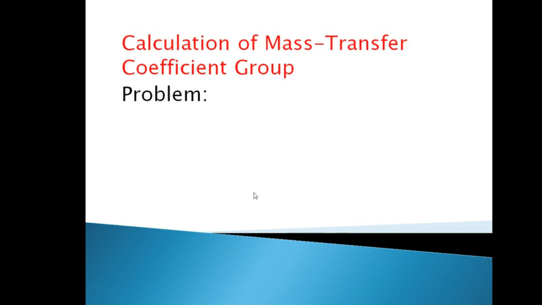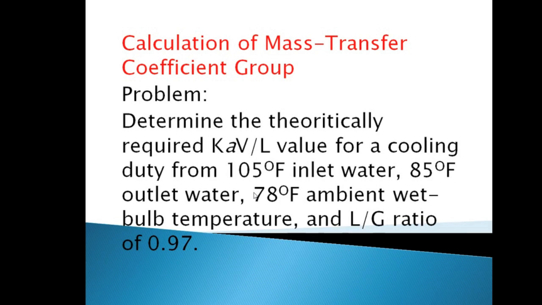So the problem is, determine the theoretically required KAV over L value for a cooling duty from 105 degrees Fahrenheit inlet water, 85 degrees Fahrenheit outlet water, 78 degrees Fahrenheit ambient wet bulb temperature, and an L over G ratio of 0.97. So to answer this problem, we first take note of the given.